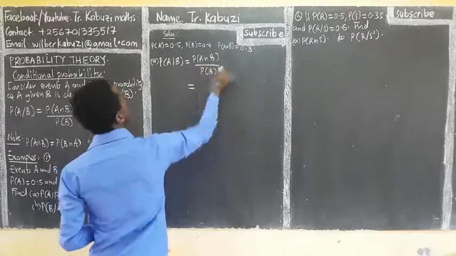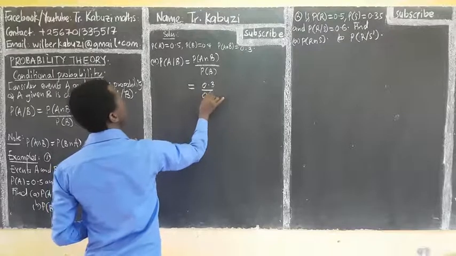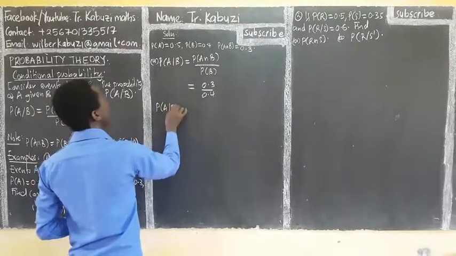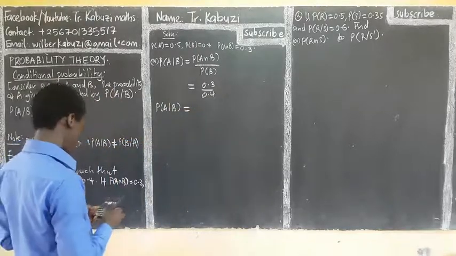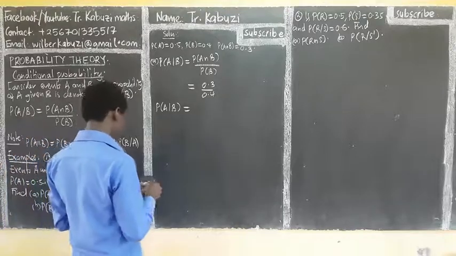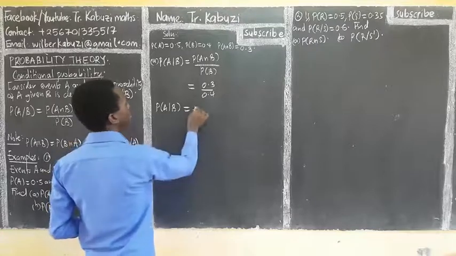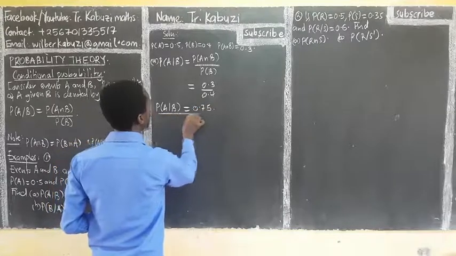This is 0.3 over probability of B, which is 0.4. And then press your calculator. A given B is going to be 0.3 divided by 0.4. Here I'm getting 0.75. That would be the answer.